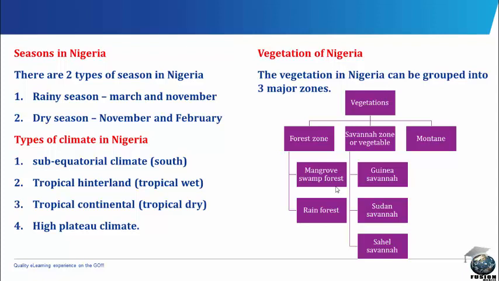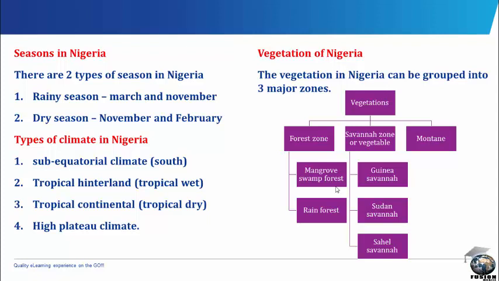The types of climate in Nigeria include 1. Sub-equatorial climate. 2. Tropical hinterland. 3. Tropical continental. 4. High plateau climate. 1. The sub-equatorial climate. It is found in the south in places such as Warri, Lagos, Calabar, Port Harcourt, and so on. It has heavy rainfall of over 2,500 mm per annum. It has double maxima of rainfall. There is no month without rainfall of at least 50 mm.